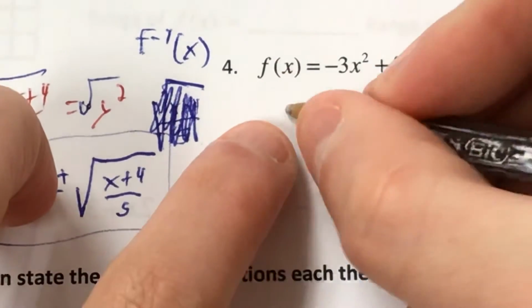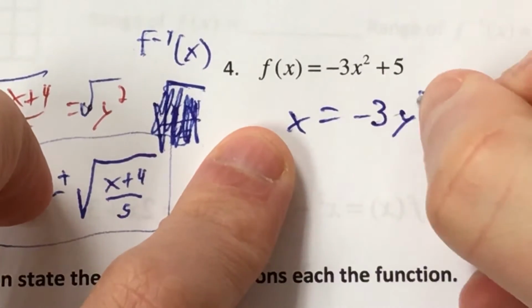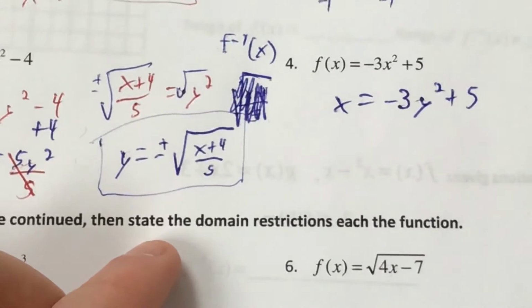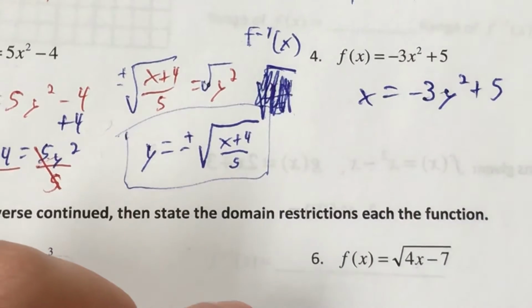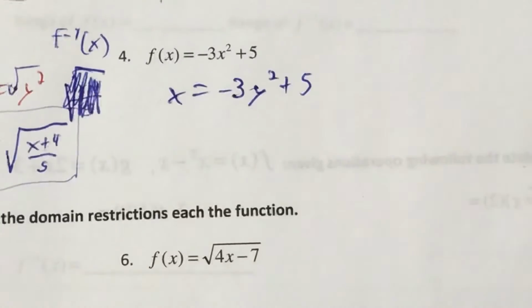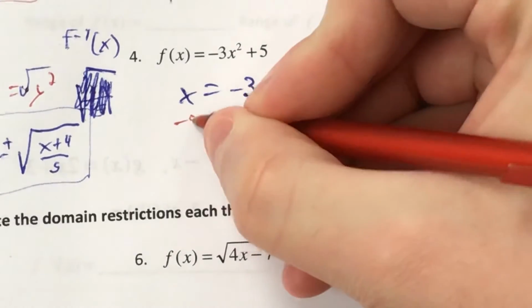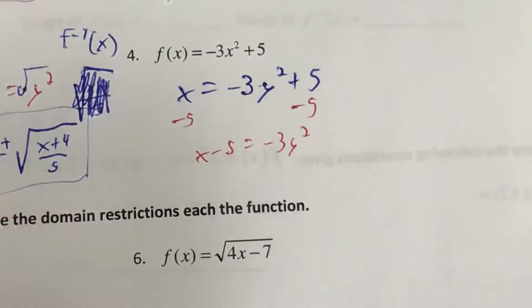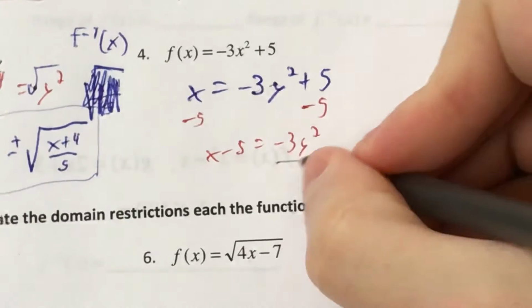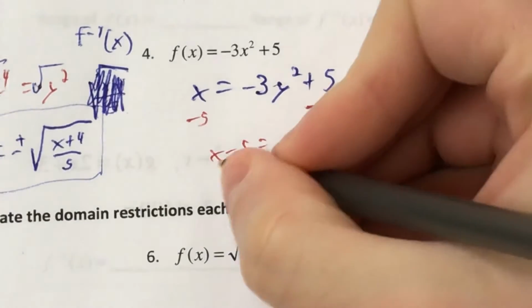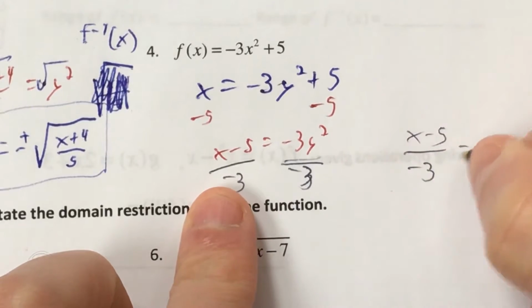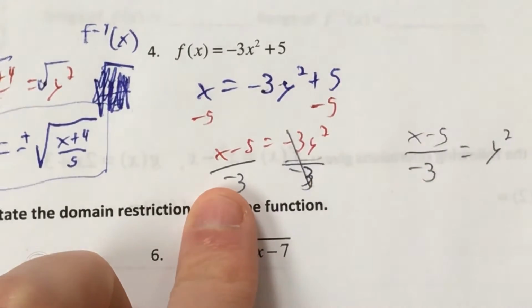Over here, something similar. You get x equals negative 3y squared plus 5. It's pretty similar to the previous one. I would suggest pausing the video for a second and see if you can get it yourself. Otherwise, here I go. First step, subtract 5. Second step, divide by negative 3. And you get x minus 5 over negative 3 equals y squared, because those cancel.